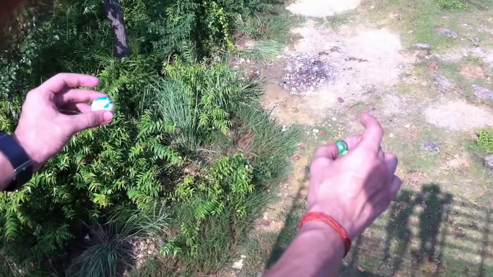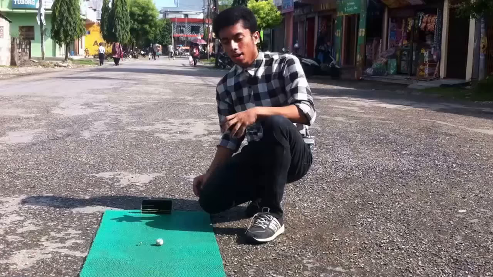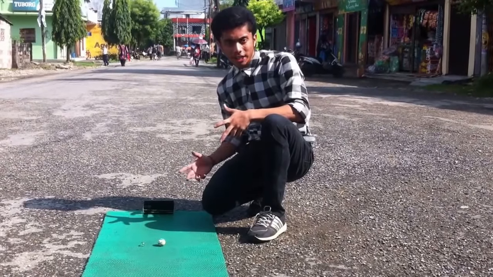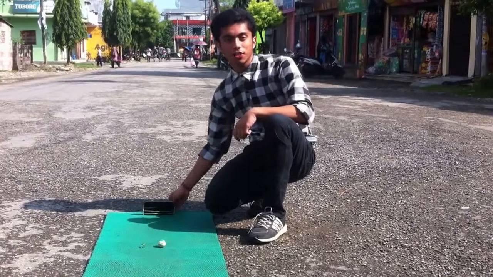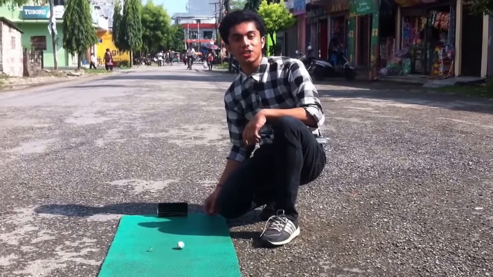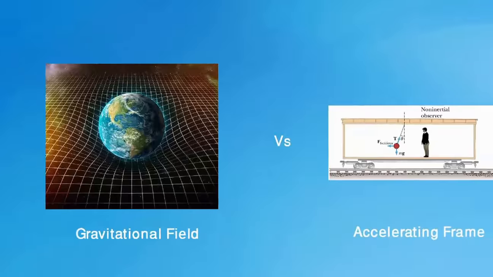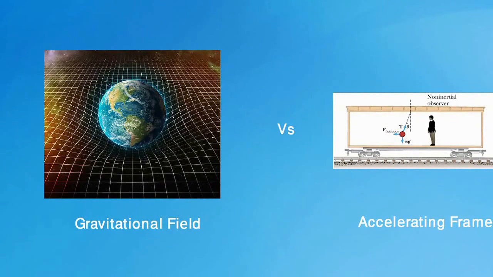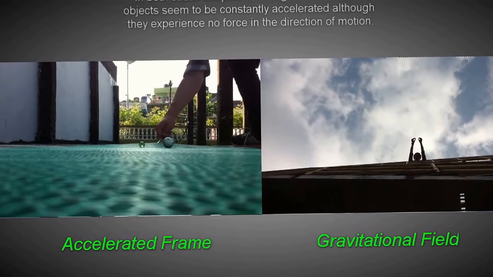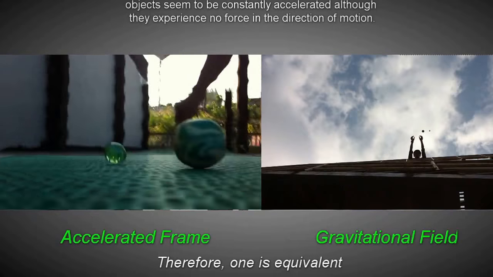I'm going to drop these two balls of different mass from a certain height. And here it goes. And this setup here will be my accelerating reference frame to imitate gravity in the horizontal direction. This is fun. Let's do it. Now let's compare the gravitational field with an accelerating frame. In both cases, objects experience no force and are constantly accelerating.